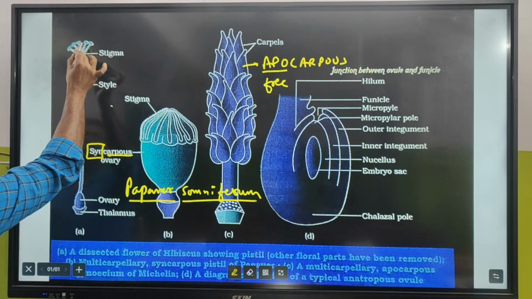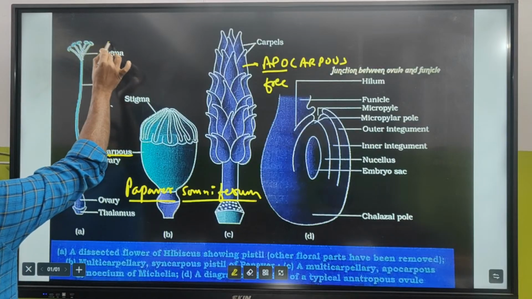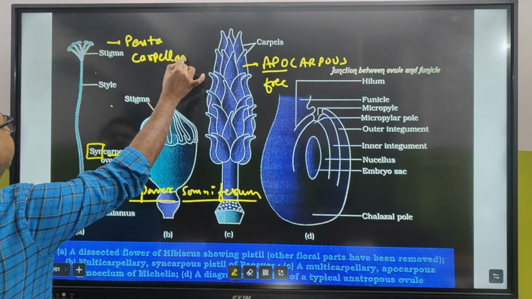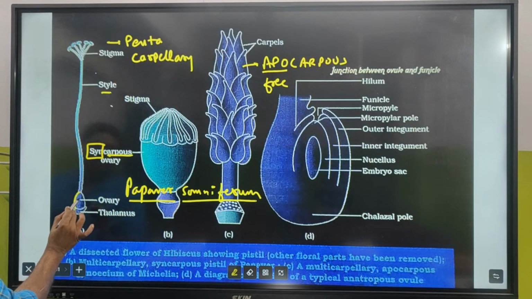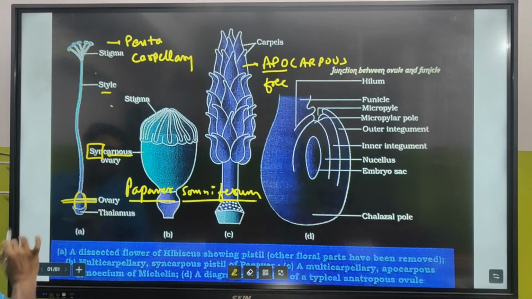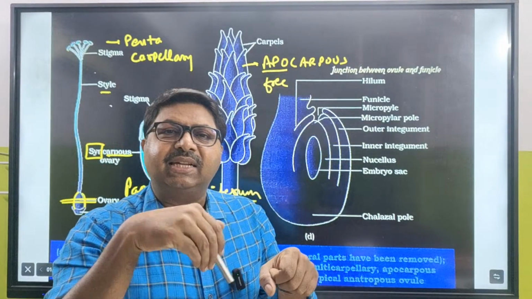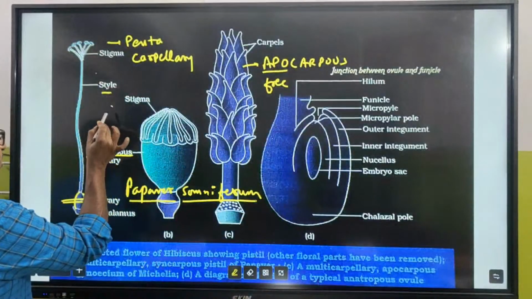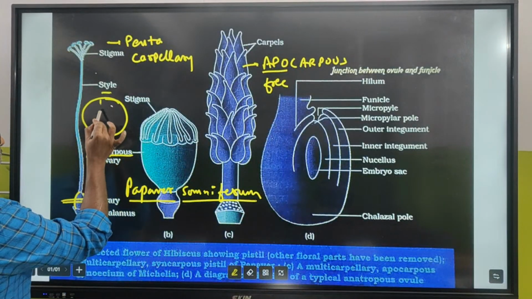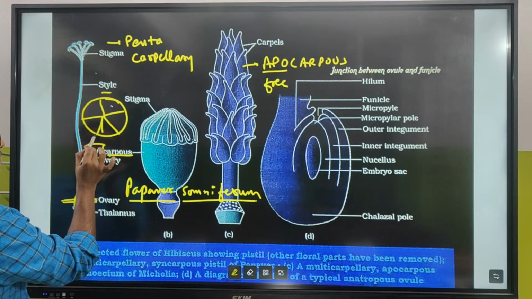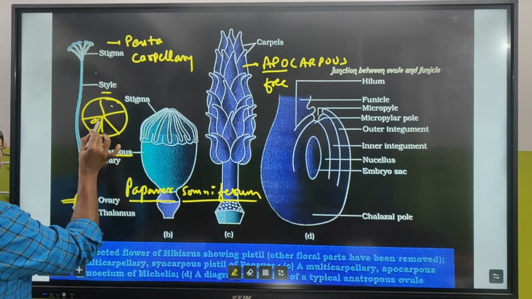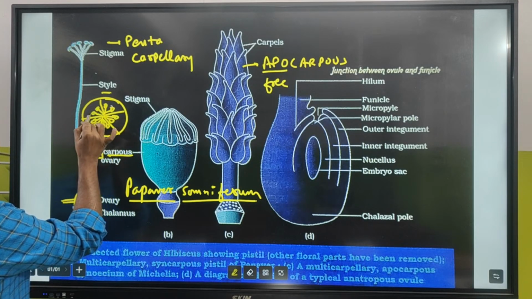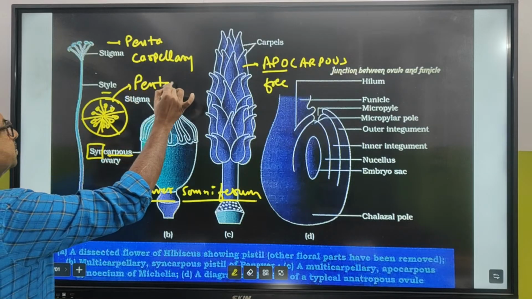Now this is the case of hibiscus. You have seen this is 1, 2, 3, 4, 5. So in hibiscus there are 5 carpels. So we call it pentacarpellary. This is the style. And inside the ovary, if we cut a section of it, we can see there are 5 chambers, and we call them locules. We can see 1, 2, 3, 4, 5, and inside these you can see ovules are present.